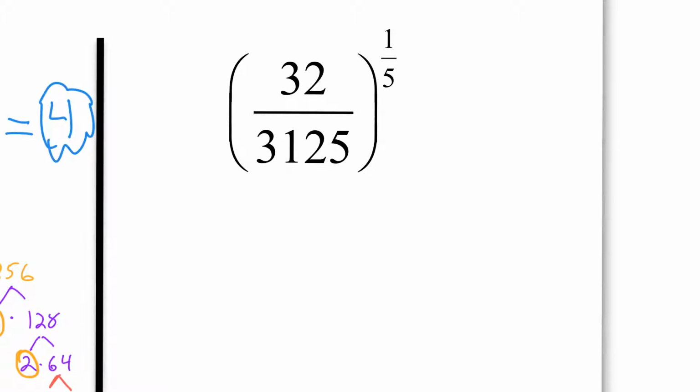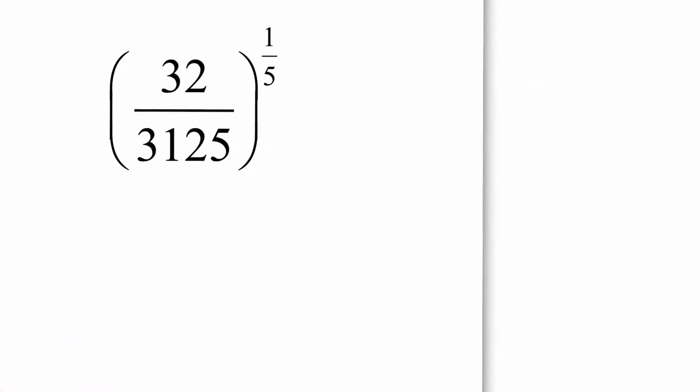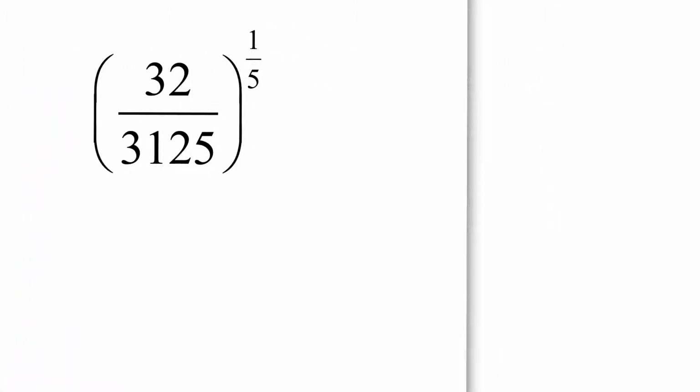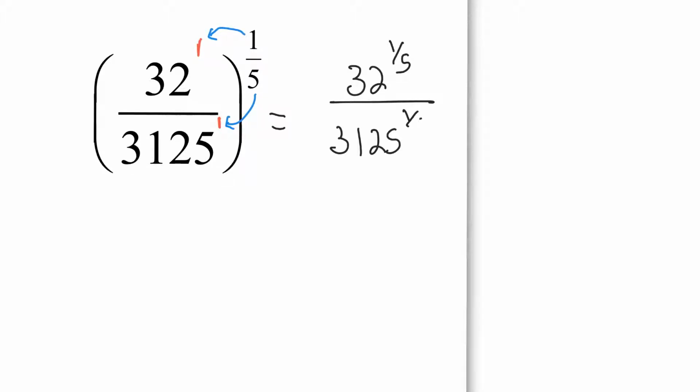Now this one here, you actually have a fraction. You have an exponent outside. So first we're going to use the property of exponents where you multiply the exponents, the one outside of the parentheses times the ones inside. So the 32 has an exponent of 1, 3125 has an exponent of 1. I'm going to multiply and multiply down here. So I'm going to have 32 to the 1/5 power, and over here 3125 to the 1/5 power.